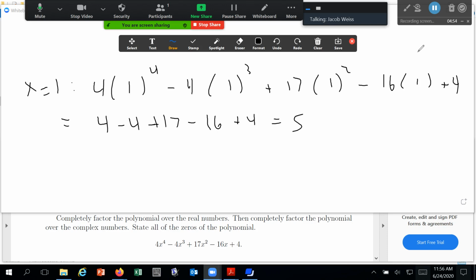What we're looking for is a number that, when we plug it in for x, we get 0. And if it's a 0, then x minus that number is a factor. So 1 doesn't work.